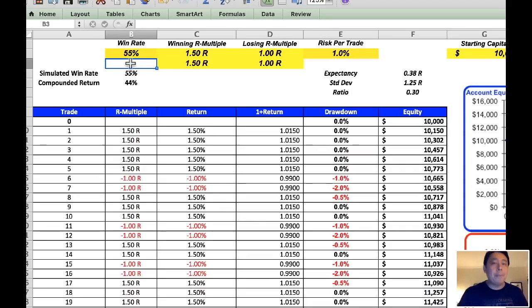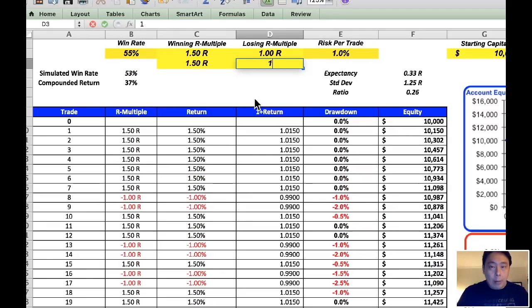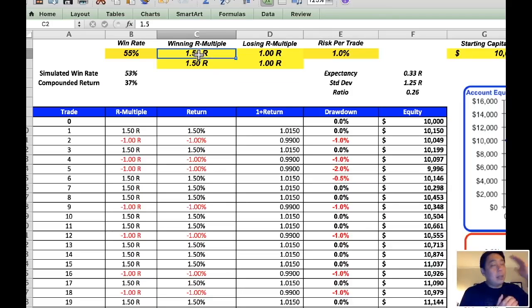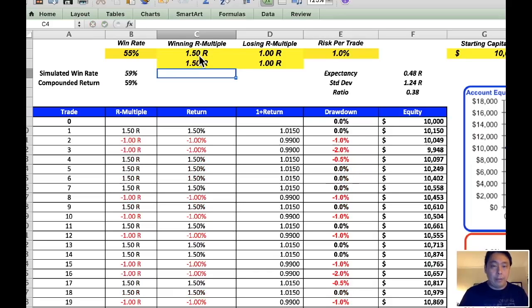So put 55%, and for the losing R multiple, put 1 and 1. This is the minimum loss and maximum loss. We always keep it as 1R, right? Because we always place our stop loss and we always lose 1R when it hits our stop loss. We always honor the stop loss. Never ever remove the stop loss, unless you want to die. Don't die. Okay, great. Now, for our winning R multiple, again, I set a profit target at a fixed 1.5R. So 1.5, 1.5, minimum and maximum. I make it really simple. I keep my life really, really simple.